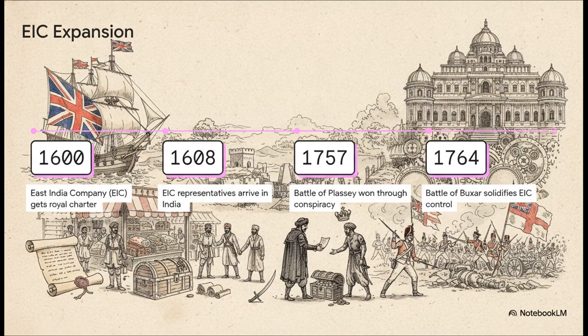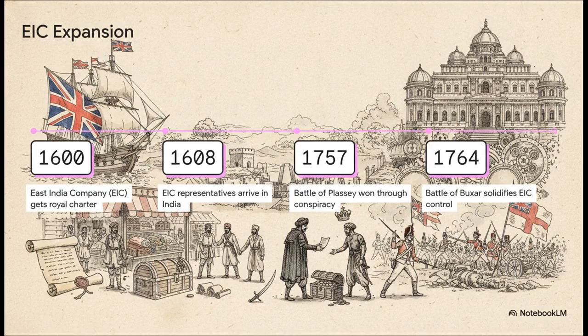But their ambitions quickly expanded way beyond just commerce. Fast forward to 1757, the Battle of Plassey. Now, the absolutely crucial point here is that this wasn't won purely by military might. It was won through conspiracy. A company officer named Robert Clive literally conspired with insiders to betray the Nawab of Bengal, Siraj-ud-Dowlah. That single betrayal handed the company the keys to Bengal's vast treasury.